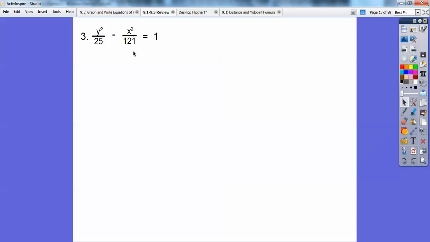So hyperbolas, we want to know which one comes first. I don't care about the bigger number. I want to know which one comes first. The y squared comes first. So this is a vertical hyperbola, which is going to be a parabola going up, and then the mirror image is going to be going down here. Okay, so let's go ahead and get started.